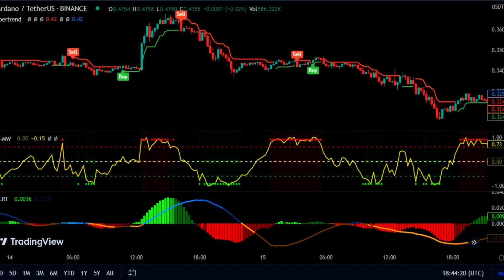The first condition for taking a sell position is that the VSL indicator plot line is below the zero line, and then the projection oscillator enters the overbought zone.